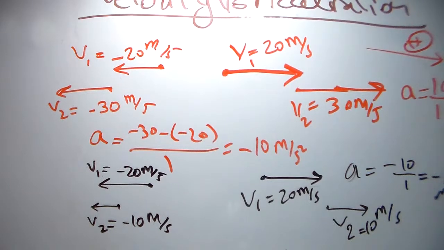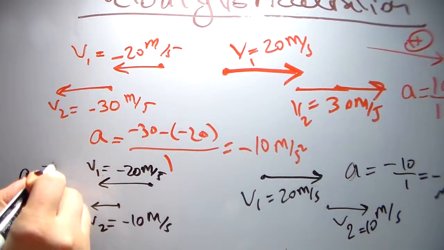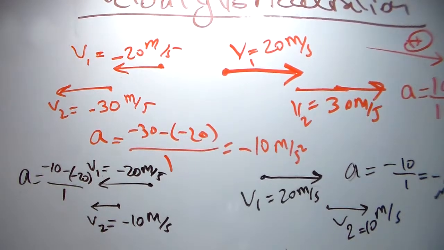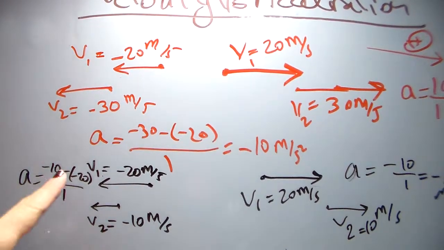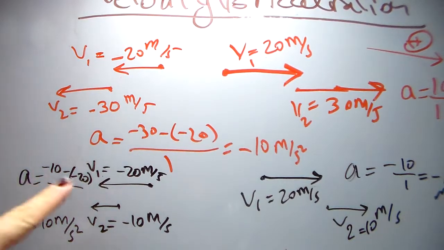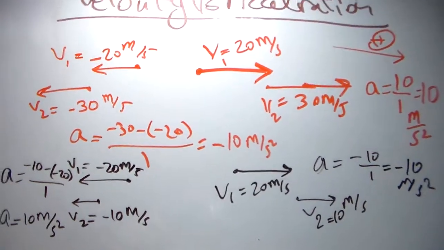Having said so, if I want to figure out the acceleration, it's going to be minus 10 minus minus 20 over 1 second. So acceleration is minus 10 plus 20, and that's going to be 10 meters per second squared. Although I had both velocities as negative, my acceleration turned out to be completely positive. So now let's figure out the trend between these four scenarios.